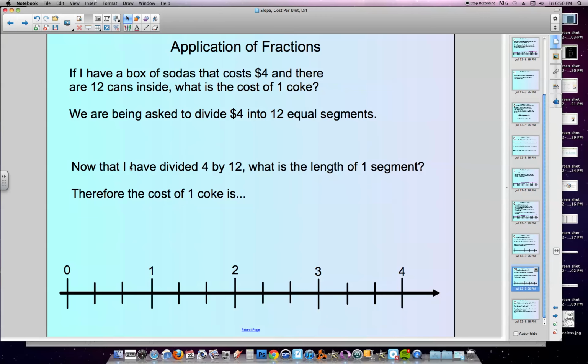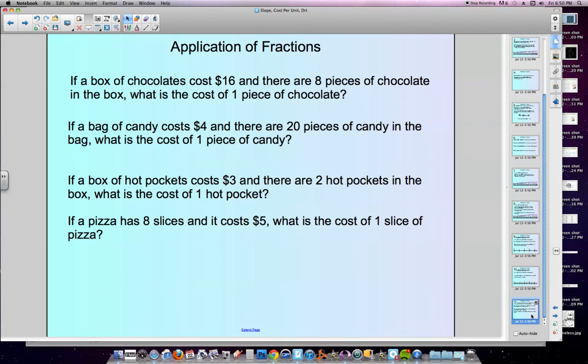Let's think about this. If I divided each dollar of the 4 into segments of 3, 1, 2, 3, 4, 5, 6, 7, 8, 9, 10, 11, 12, then I've divided this $4 so that each dollar is broken up into 3 segments. So I have a total of 12 segments. Now what's the length of 1 segment? Well, it's 1/3, because there's 3 segments in 1, so one of those segments, or 1/12, because there's 12 Cokes, is 1/3 of $1, which would be 33 cents if you wanted to think about it in the sense of decimals.